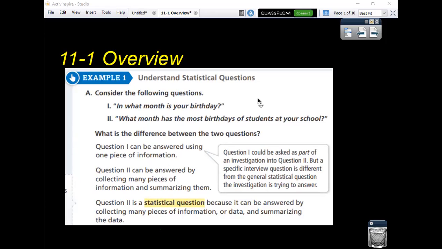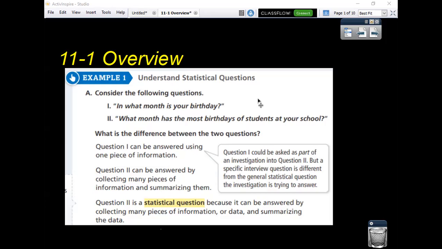Starting with this first example and the highlighted vocab, a statistical question. The way I talk about a statistical question is you collect the data or you're given a bunch of data and then you analyze that, or as they say here, summarize that data to draw conclusions. So the two examples they have: in what month is your birthday? You could collect a bunch of information from people that show that. And then the second question, what month has the most birthdays of students at your school?